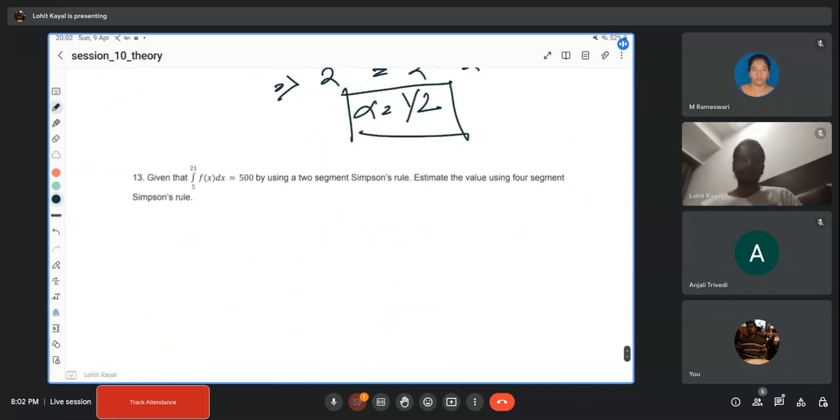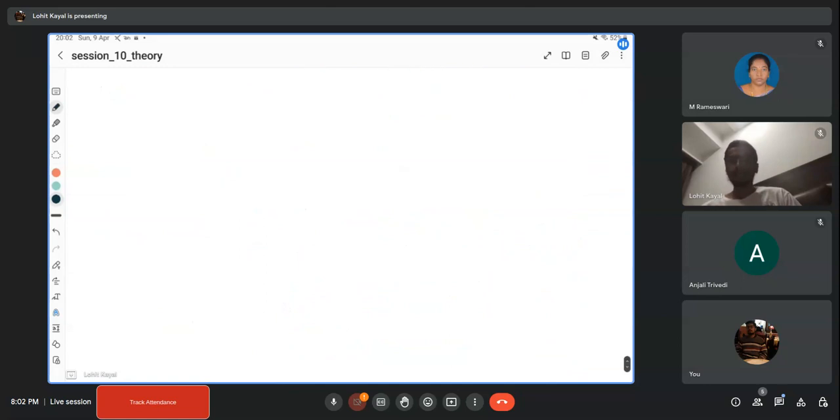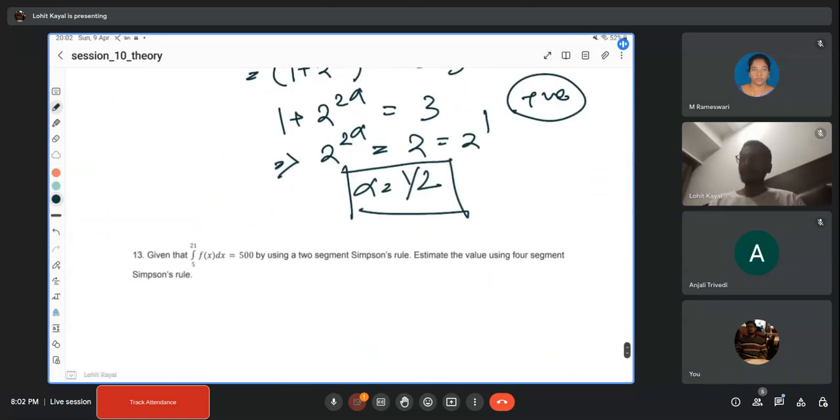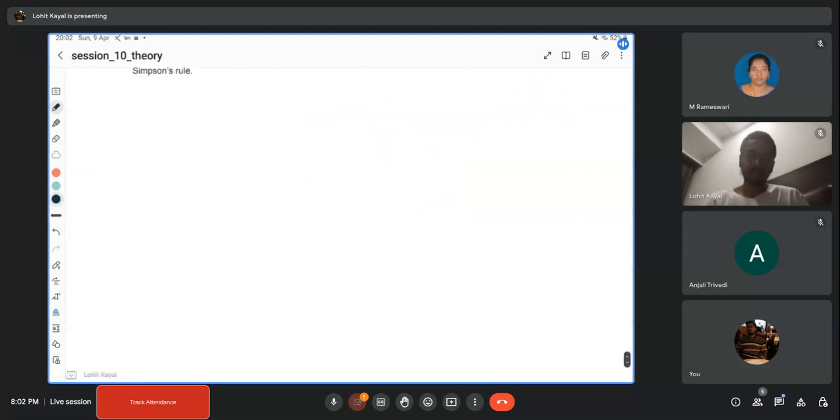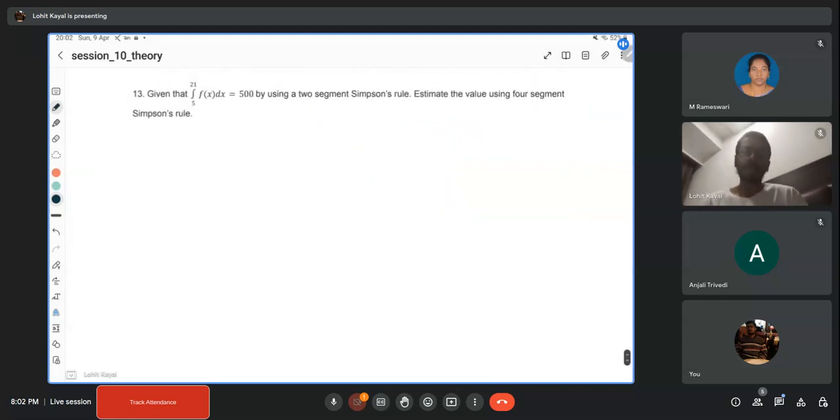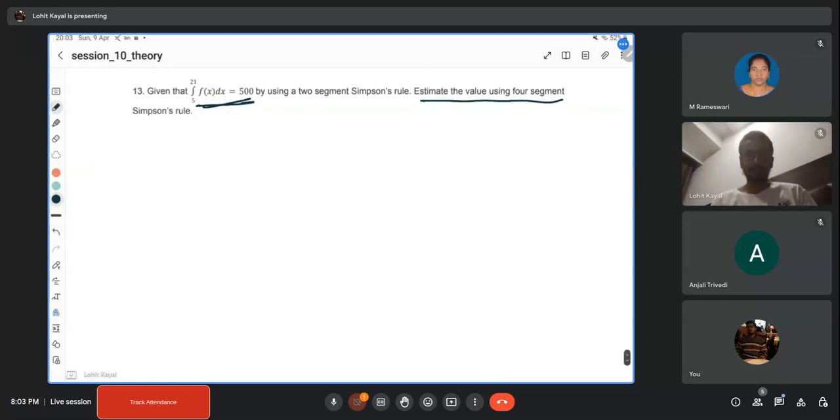Okay. Now this is the last question. After that, we will go directly to the coding part. So let's solve this last question. It is provided that using a two segment Simpson's rule, the value is 500. Okay, so it is already provided. Now I need to estimate the value using the four segment Simpson's rule.